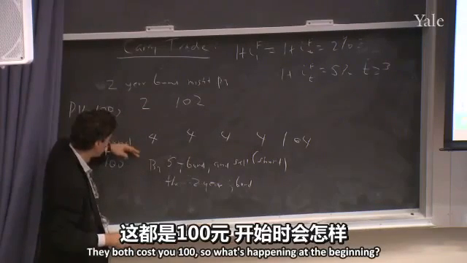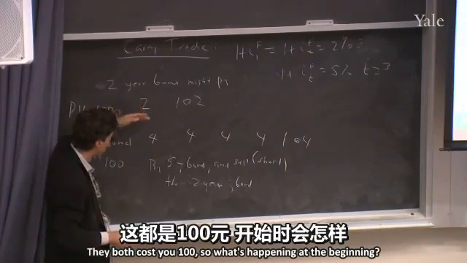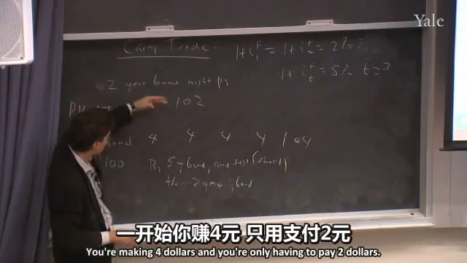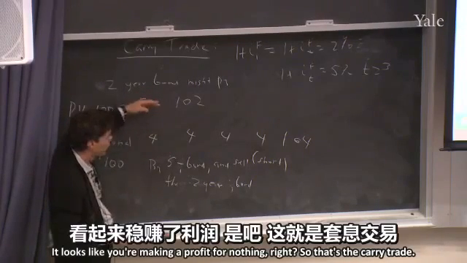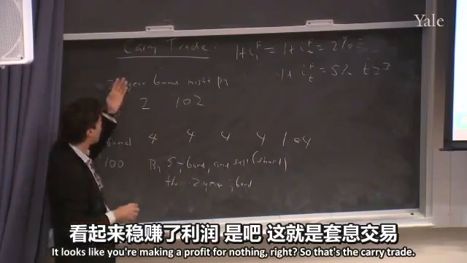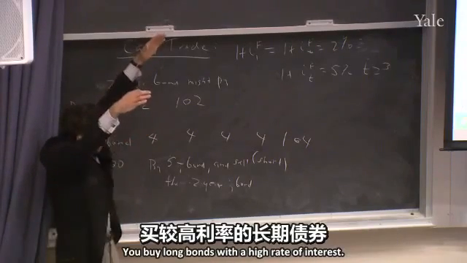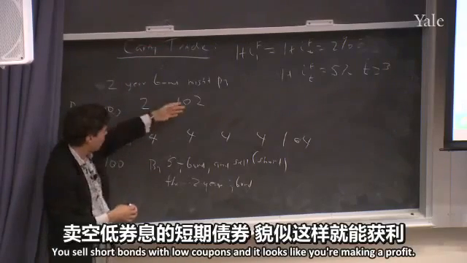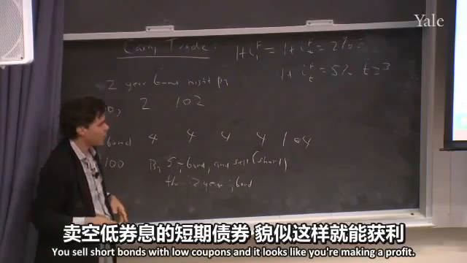They both cost you 100. So what's happening at the beginning? You're making $4 and you're only having to pay $2. It looks like you're making a profit for nothing, right? So that's the carry trade. You buy long bonds with a high rate of interest, you sell short bonds with low coupons, and it looks like you're making a profit.